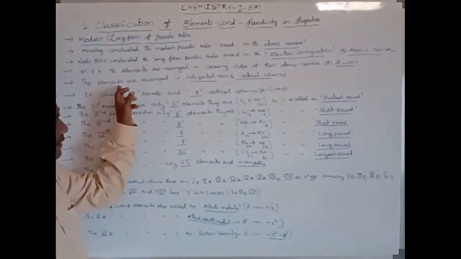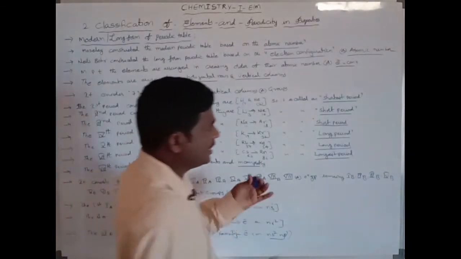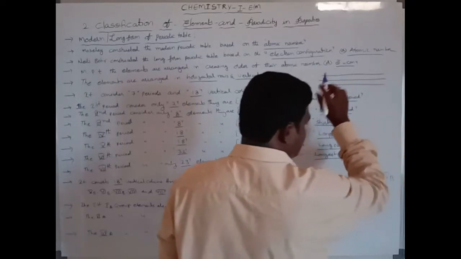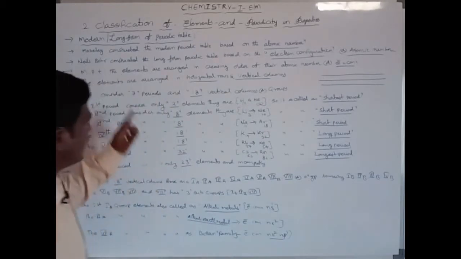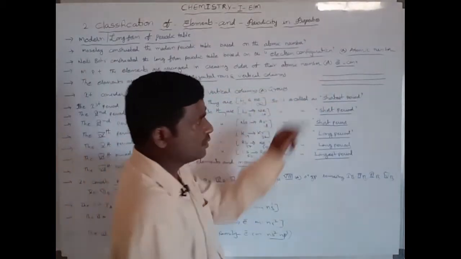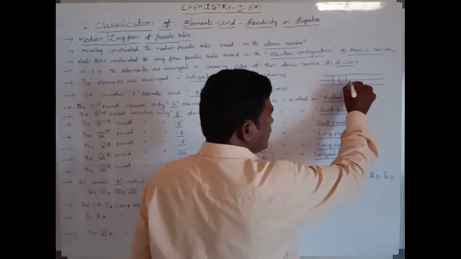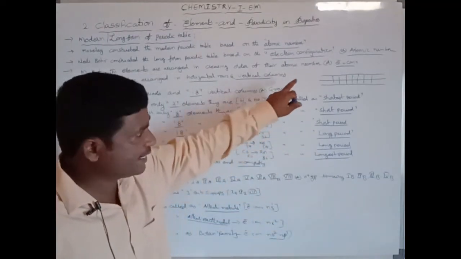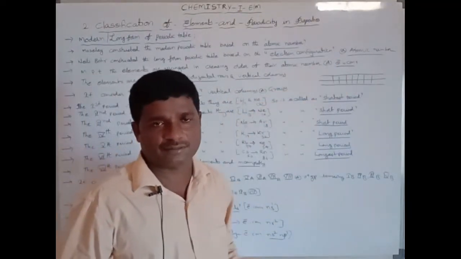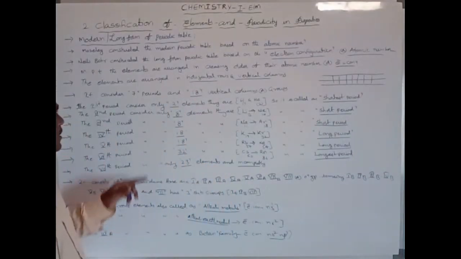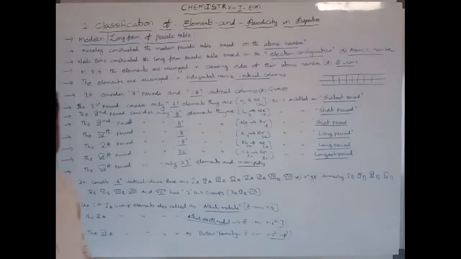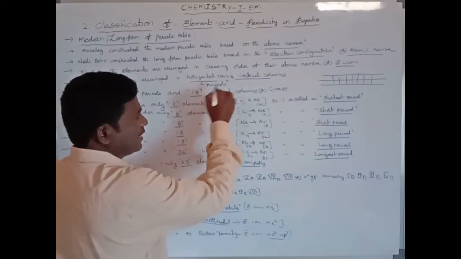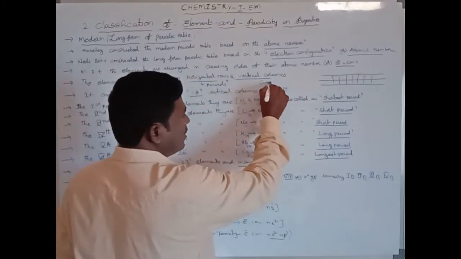The elements are arranged in horizontal rows, which run left to right, and vertical columns, which run top to bottom. The vertical columns are also known as groups. Here the horizontal rows are called periods. Next, the vertical columns are called groups.